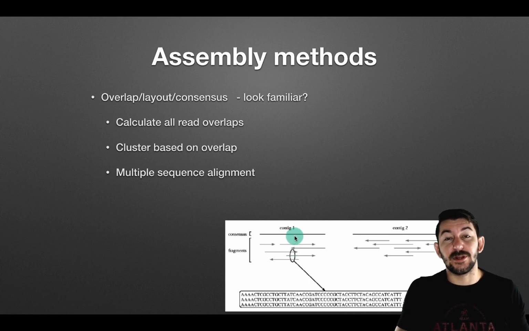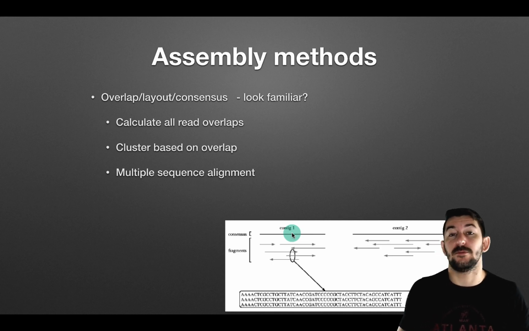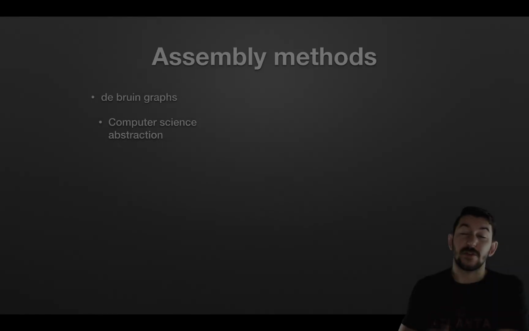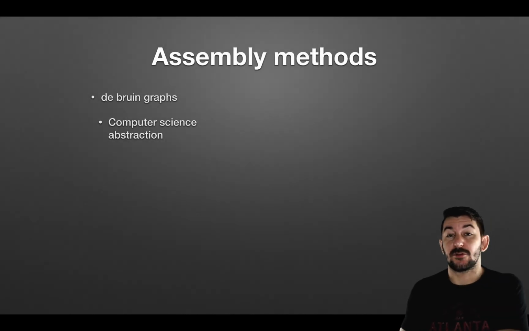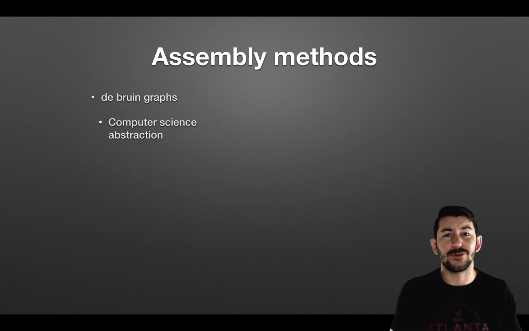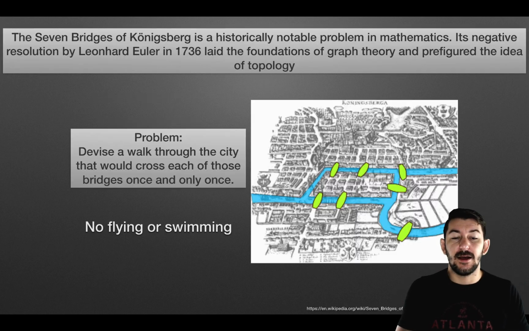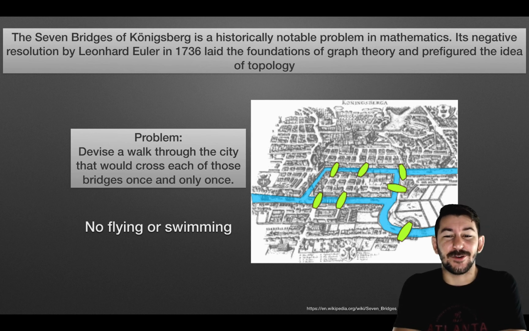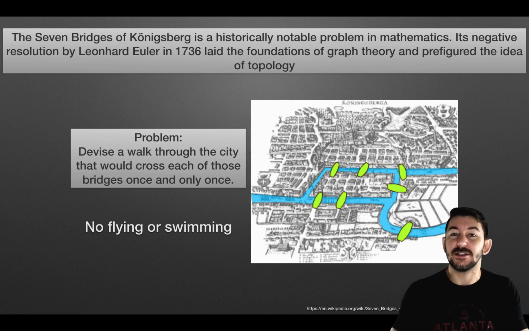The problem is it's really computationally expensive, and at a certain point, the data sets we're working with to assemble large genomes just outpace our ability to perform this type of method. So that brings us to how most assemblers work now. They use what's called a De Bruijn graph. This is kind of a computer science abstract way of thinking that dates back to the 1700s. You wouldn't think you would learn a little history in bioinformatics, but you will.